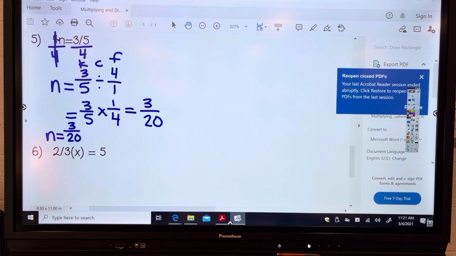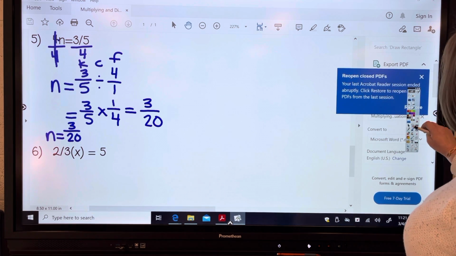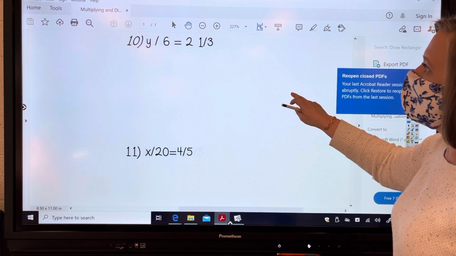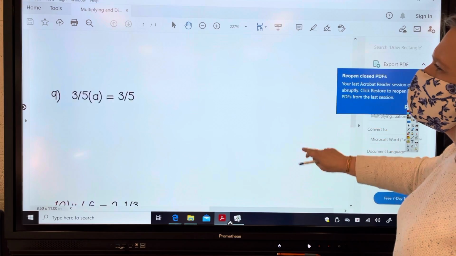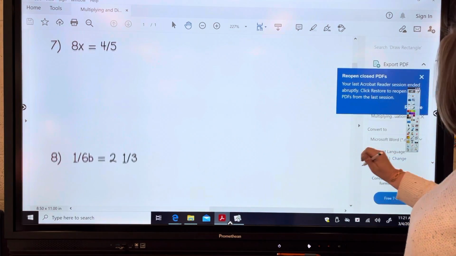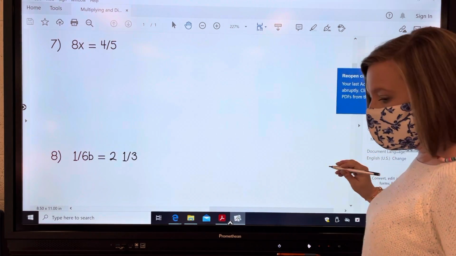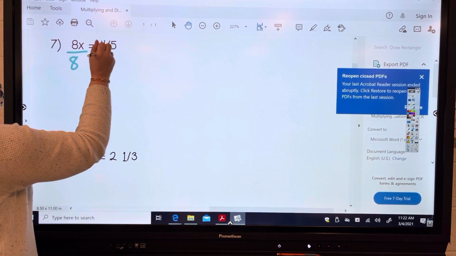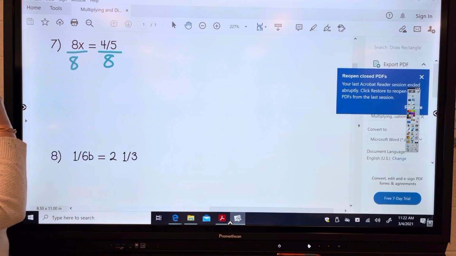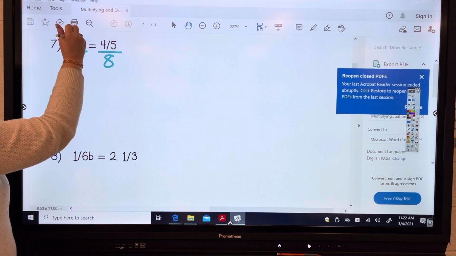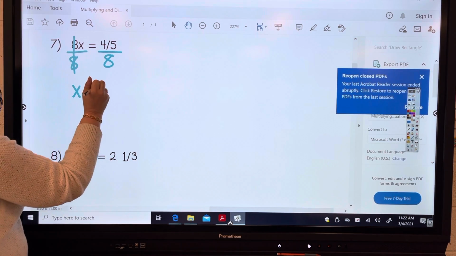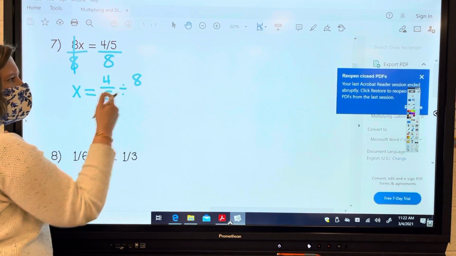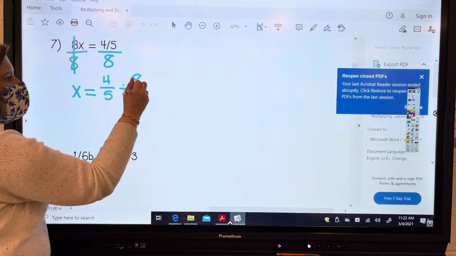All right, number 7. What operation is going on with 8 and the variable? Multiplication. So how do we get rid of multiplication? How do we undo it? Division. So we're going to have to divide both sides by 8. What happens to the 8s over here on the left? They mark out and then you have x equals 4/5 divided by 8. And what do I need to do to my 8? Put a 1 under it.